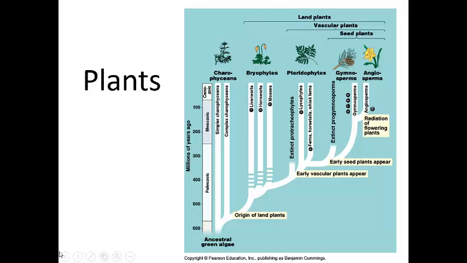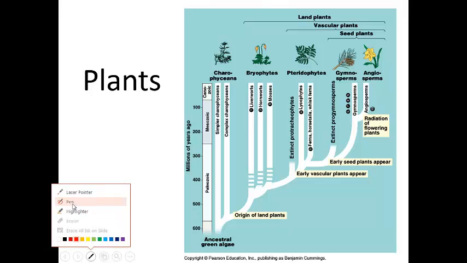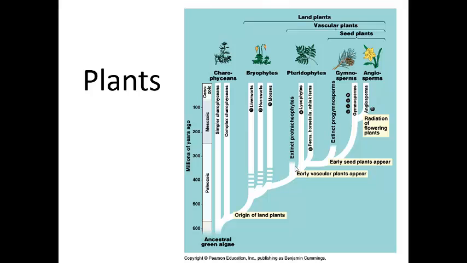Welcome to AP Biology. This video is on plants. This phylogenetic tree that we see here shows the evolution of different traits in plants. All plants evolved from a type of green algae called Charophyceans. And the major derived character of plants, the thing that makes them different from algae, is that they are able to live up on land.